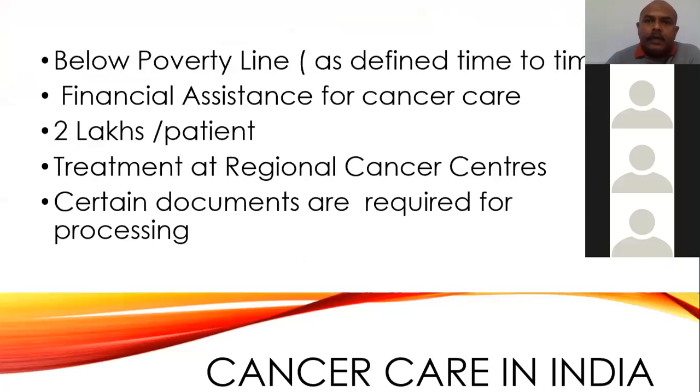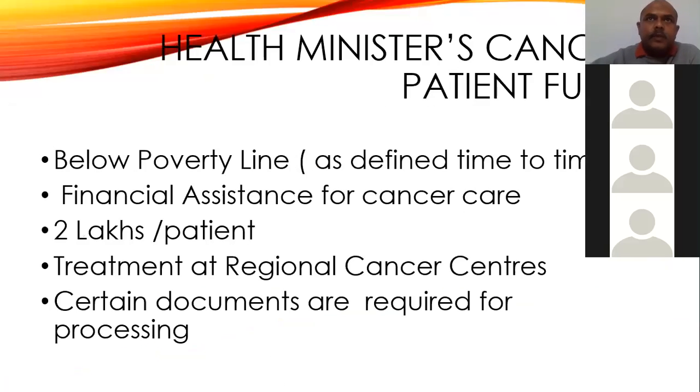So as you're well aware, cancer is an expensive disease to treat. For people who cannot afford it, it's going to be tough financially. So there are certain schemes by the government to help fund people for cancer treatment for those who are below poverty line. The financial assistance is given to the tune of 2 lakhs per patient for those taking treatment at regional cancer centers, but certain documents are required for processing.